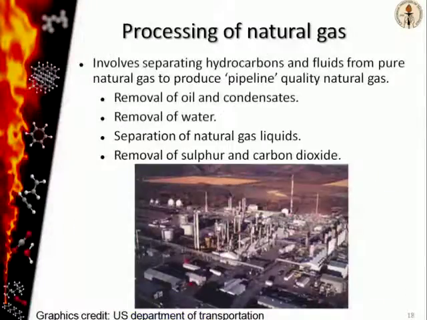Once it is extracted, it has to be processed, because the natural gas that is obtained from the Earth's crust is something that you refer to as wet natural gas. It has a lot of impurities, and it also contains water. So you have to separate these components out, and this is done in a processing plant, where the major steps of processing the natural gas include removal of oil and condensates, removal of water, separation of natural gas liquids, and removal of sulfur and carbon dioxide.